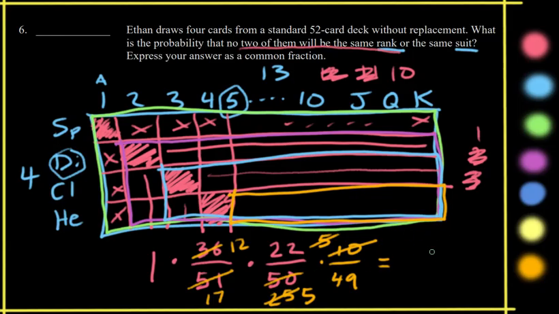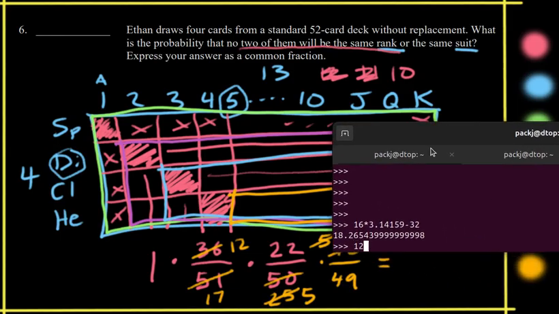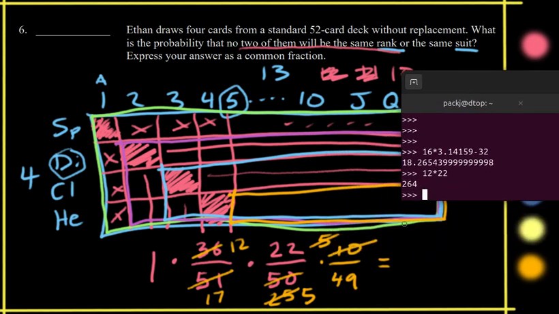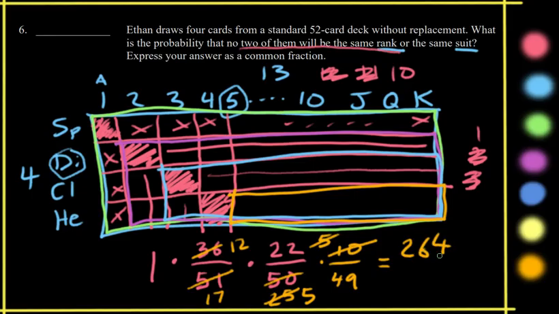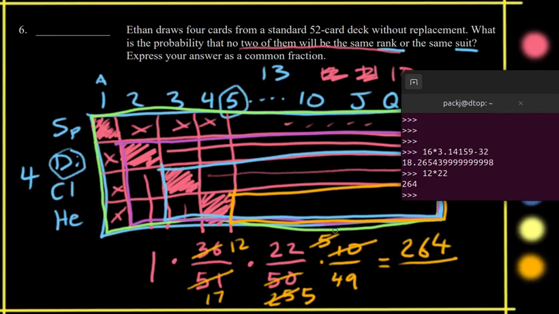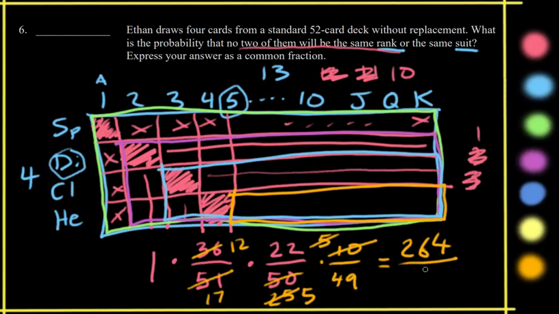So now I've got 12 times 22, and since I've got a calculator on this one, I can just do it like this. 12 times 22, it's going to be 264. So this is 264 on the top. And then on the bottom, I've got 17 times 5 times 49. That gives me 4165. So that's my final answer: 264 divided by 4165. All right, we only have one problem left.